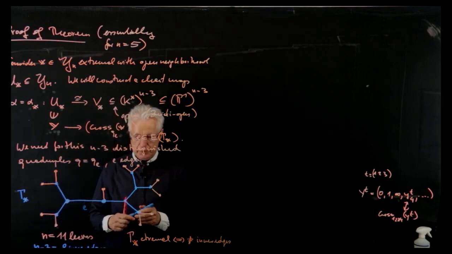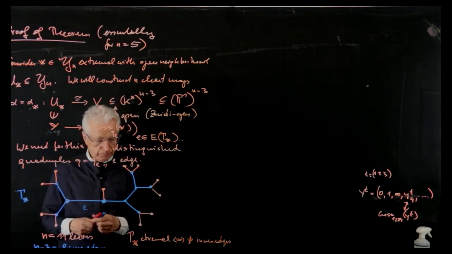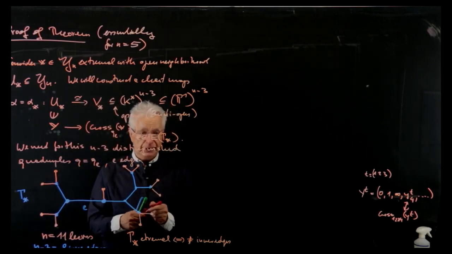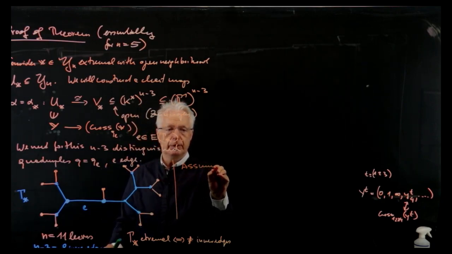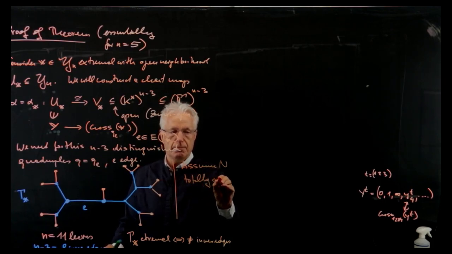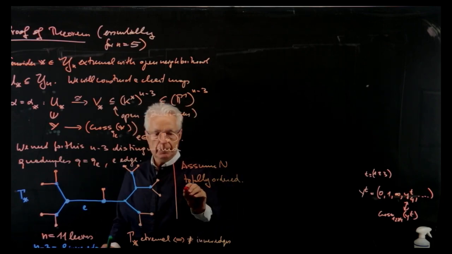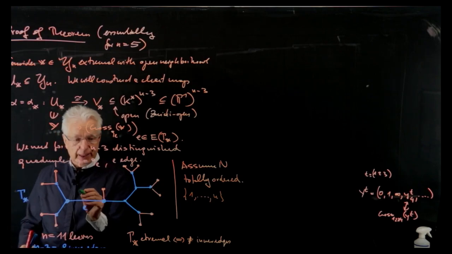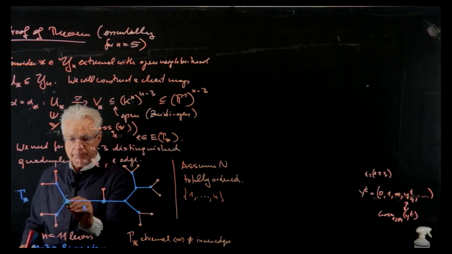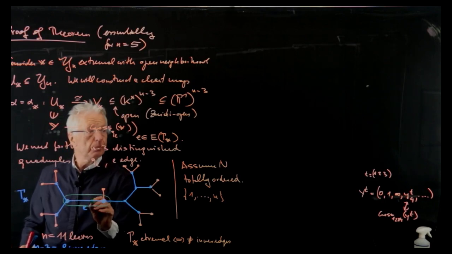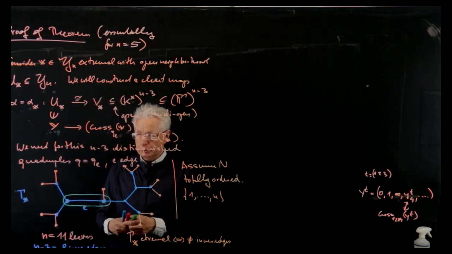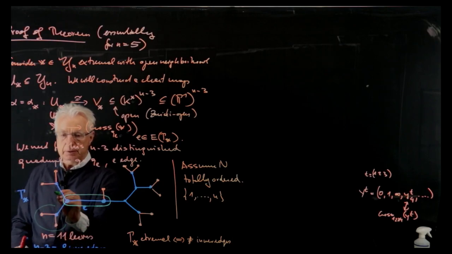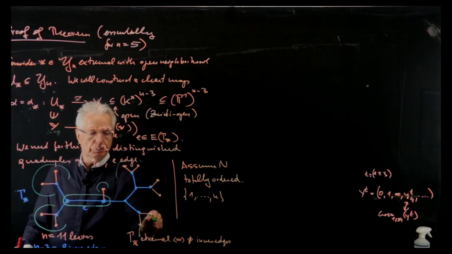So let me call this edge here E, and maybe you remember how we proceeded. In order to find our quadruple, we completely order our set n. Assume n totally ordered. That's just for notational convenience, so you can think of 1 up to n if you want. Okay. So we now delete E and its endpoints. So we delete all this. You can see it. So what remains are 4 connected components. We will get one component here, one here, one here, and one here.